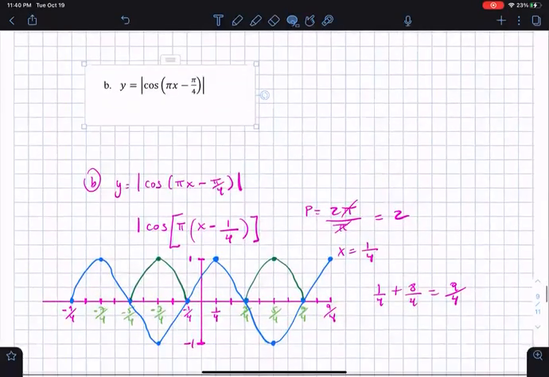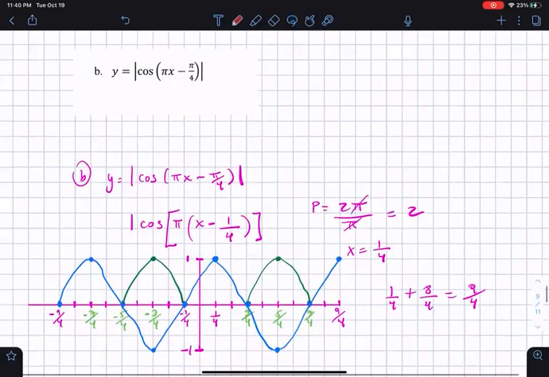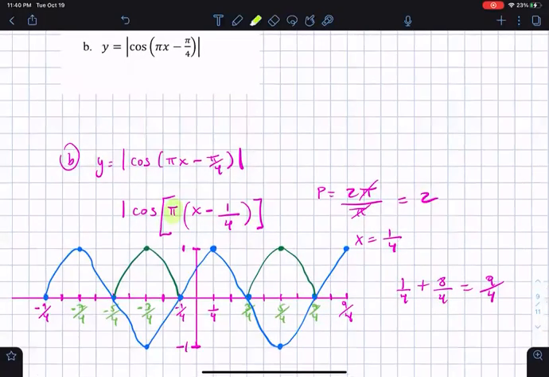So the first thing you have to do is the same thing that you always do, right? Try to factor that b factor, this part. If you factor that out, you get pi times x, that's pi x, and pi times negative 1/4 is negative pi over 4, right? So the period is 2 pi over b, which is just 2. And 1/4 units to the right is the phase shift.